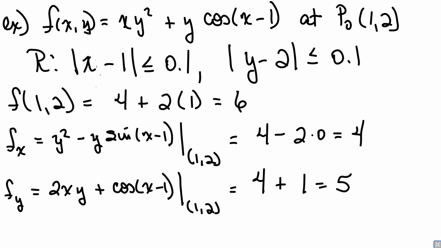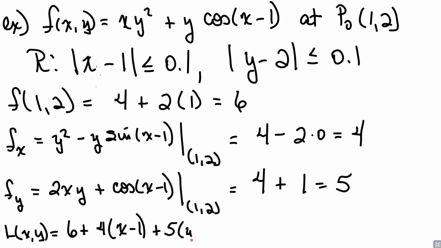So my equation for my linearization, L of (x, y), is going to be equal to 6 plus 4 times (x minus 1) plus 5 times (y minus 2). Or I can write this as 4x plus 5y, minus 8. Okay. And this will be our linearization. Any questions there?